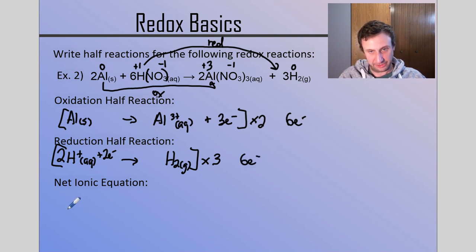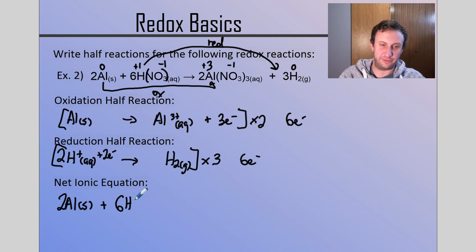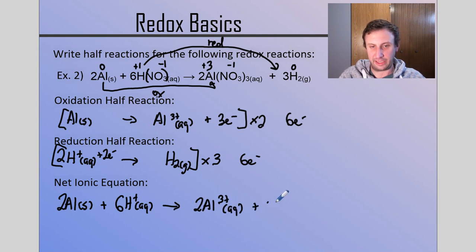So what that will end up giving me is for reactants 2Al solid plus 6H positive aqueous, right? Because I multiplied this by 3. Got to be really careful that you multiply everything through. Gives me 2Al3 positive aqueous and 3H2 gas.